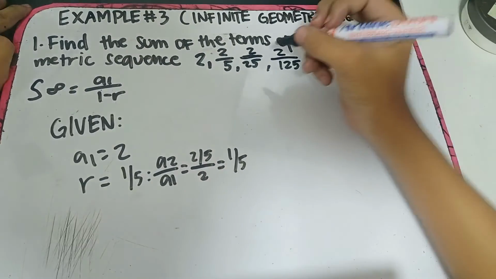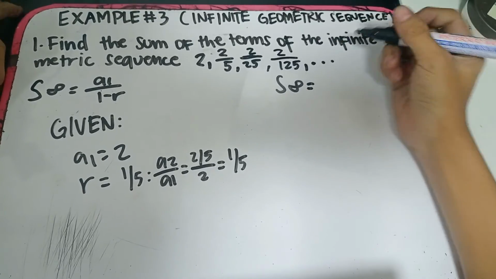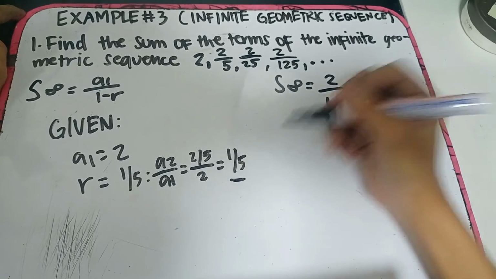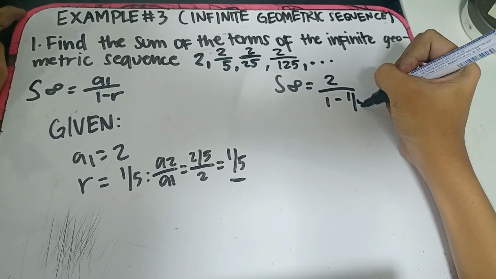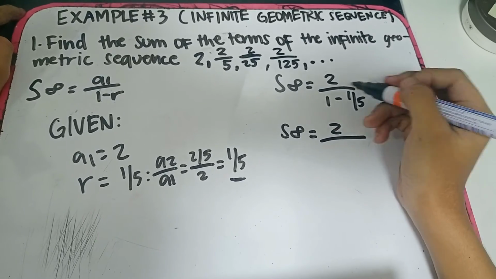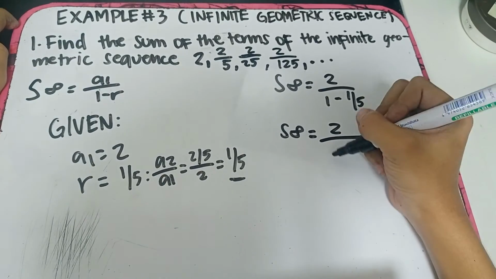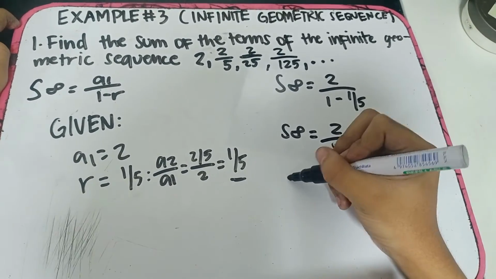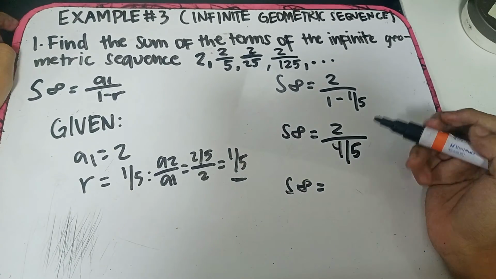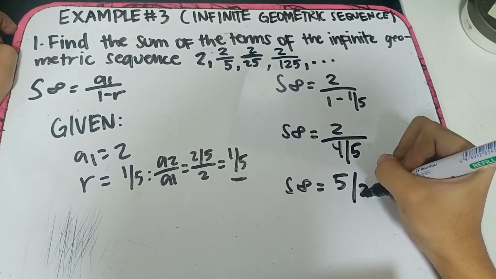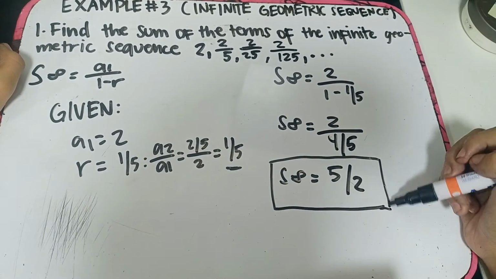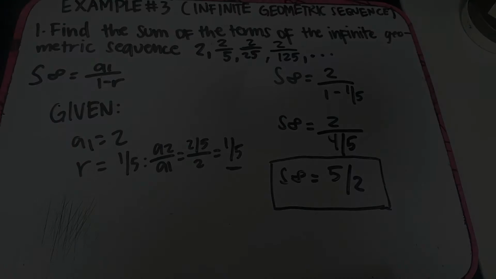So let's solve this problem. S sub infinity equals 2 over 1 minus our common ratio, 1/5. 1 minus 1/5 is 4 fifths. And our S sub infinity is 2 divided by 4 over 5, which is 5 halves. This is the sum of the infinite geometric sequence of this problem.